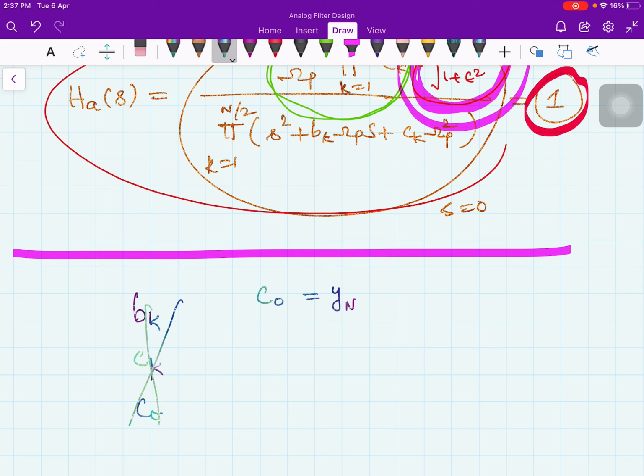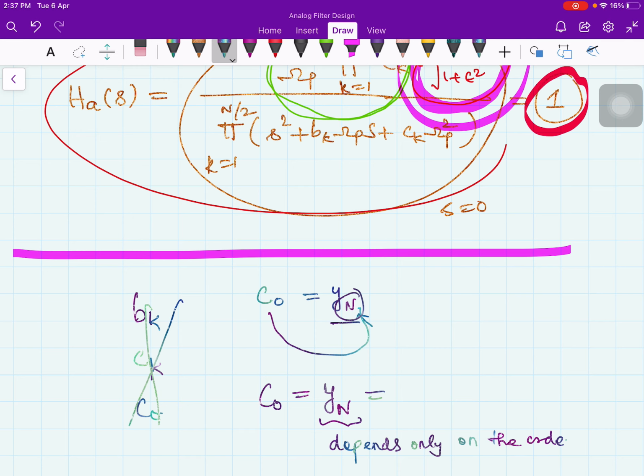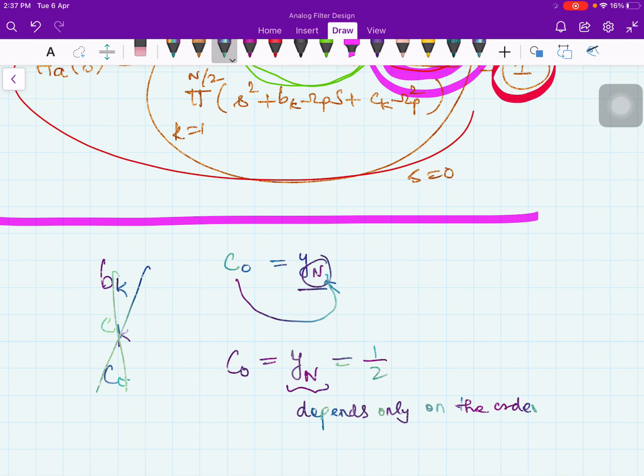We defined it to be equal to y_N to indicate that it is a characteristic of the order of the filter. Therefore c naught depends on the order of the filter. So c naught is y_N, and this y_N depends only on the order, and this is going to be 1 by 2.